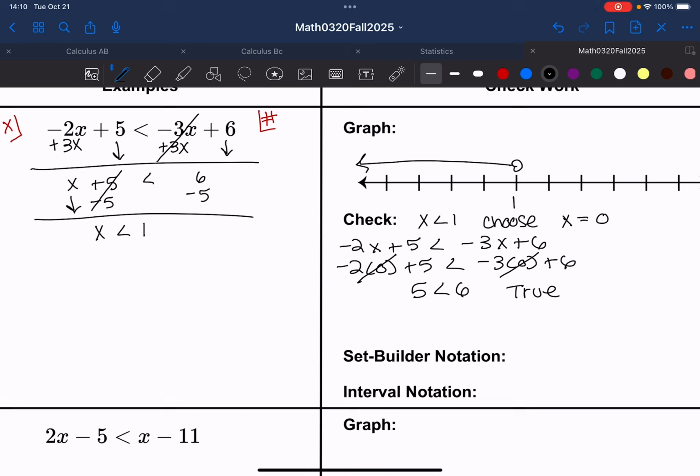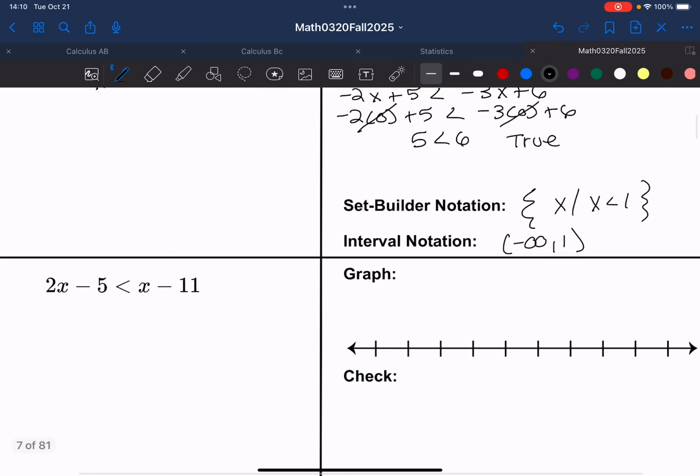I can then take this, since I have verified that I did it correctly, and put it into set builder and interval notation. Set builder, this would be x such that x is less than 1. And interval notation, since it's going towards negative infinity, is going to be negative infinity to 1 with the parenthesis because it's not including it.